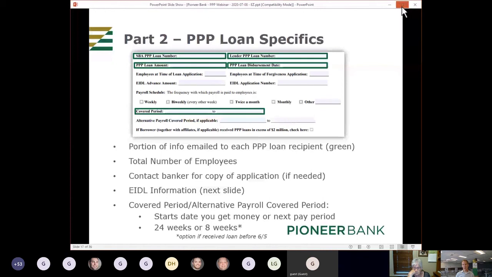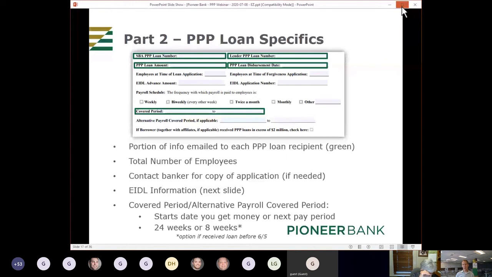All right, and then the last one is if the borrower, along with affiliates, received PPP loans in excess of $2 million, check here. And that's basically the, "Hey, SBA, feel free to audit me" checkbox. There's been a lot of, let's say, bad press that has come along with some of the recipients of PPP loans.